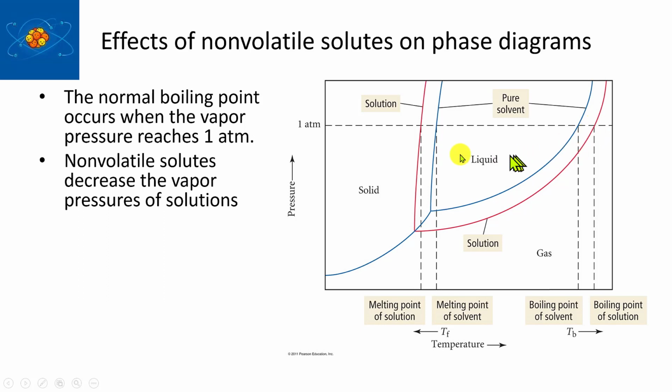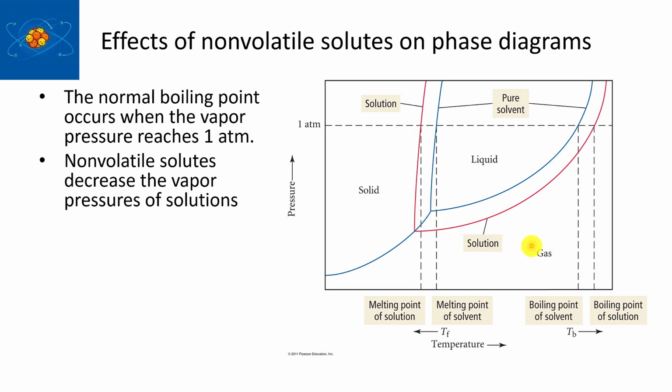Now, notice what happens at the other end of the curve. Since you're lowering the vapor pressure at all points on the curve, it intersects the transition between the solid and gas at a lower temperature. This also causes the liquid-solid transition to shift backwards as well.